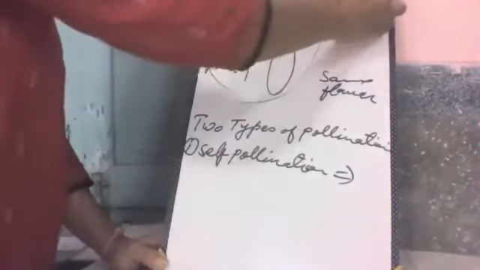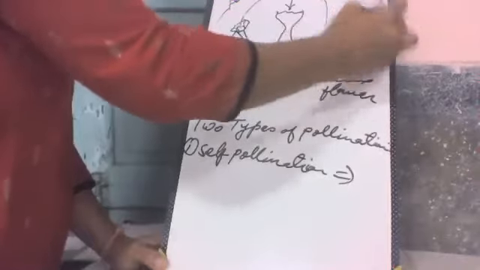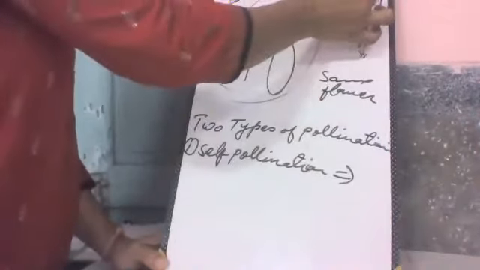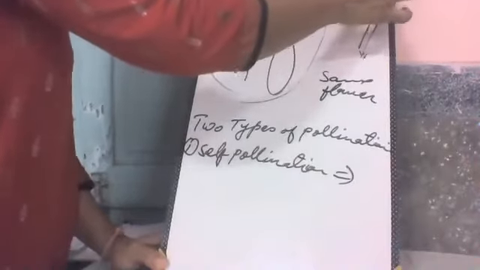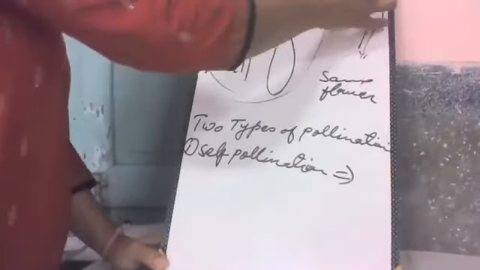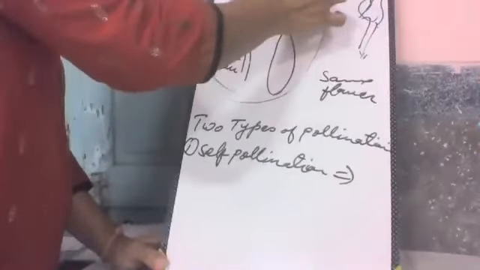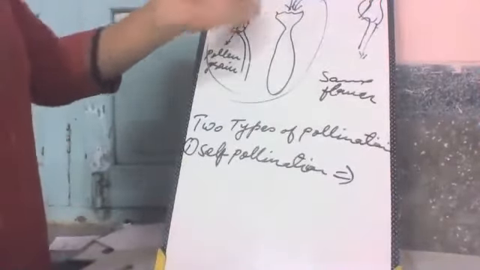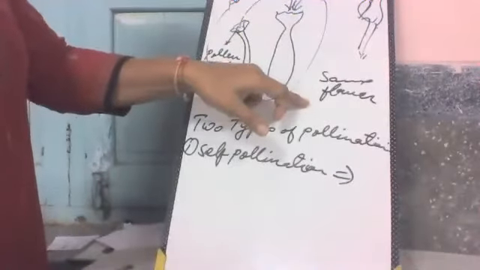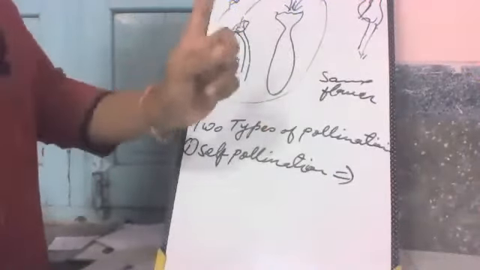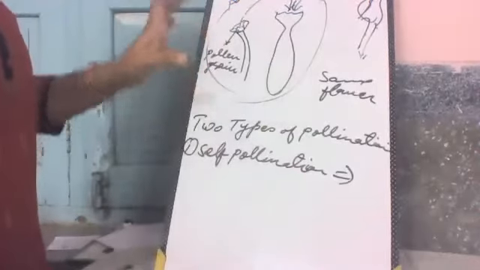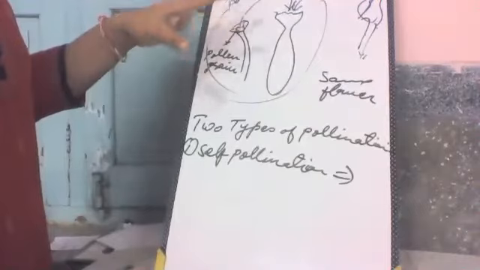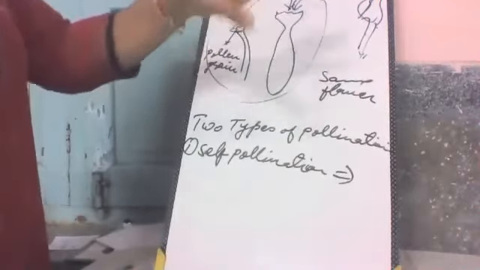Or, for another flower on this plant, if pollen grains are transferred from the anther of this flower to the stigma of another flower on the same plant, it is also known as self-pollination. In one plant, there are many flowers present.